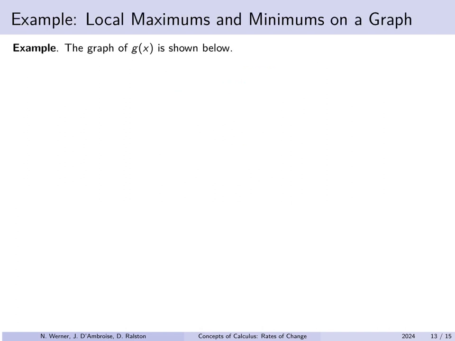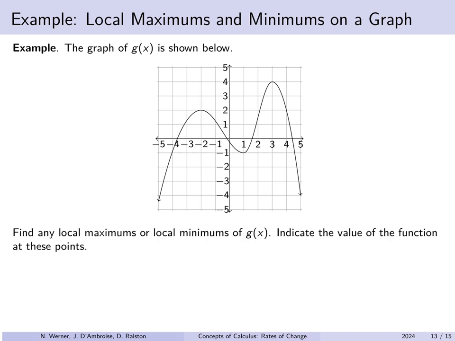For example, the graph of g of x is shown below. Find any local maxes or local mins of the function g of x. Indicate the value of the function at these points. So just by visually inspecting the graph, the function appears to have two local maximums and one local minimum.